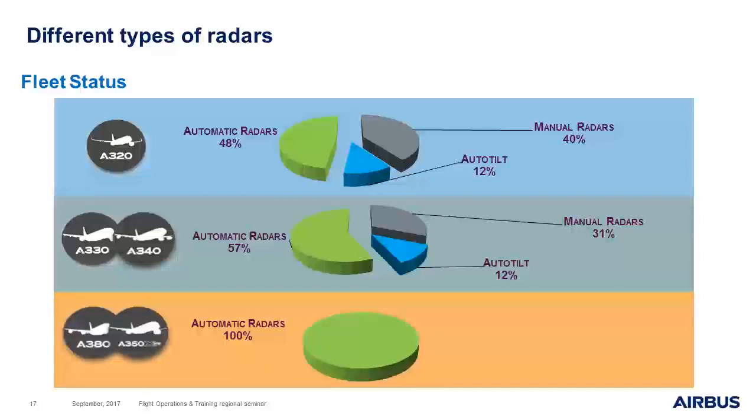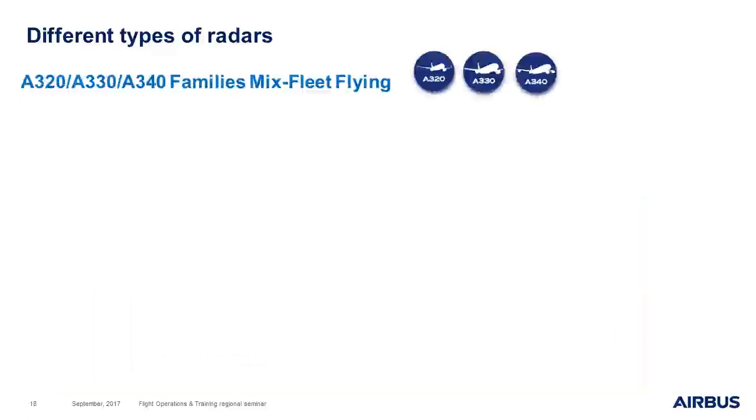A380 and A350 aircraft are all equipped with the Honeywell dedicated radar, meaning that they all have 100% of automatic radars. As you can see here, on A320, 30 and 40 families, it is possible to have different types of radars, and even inside the same fleet of one single operator, you may have different types of radars. So, on these families, you may face mixed fleet flying in terms of weather radar systems.